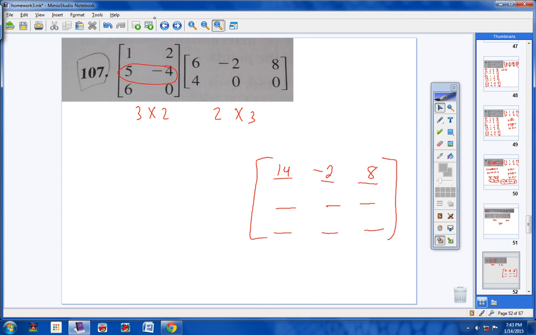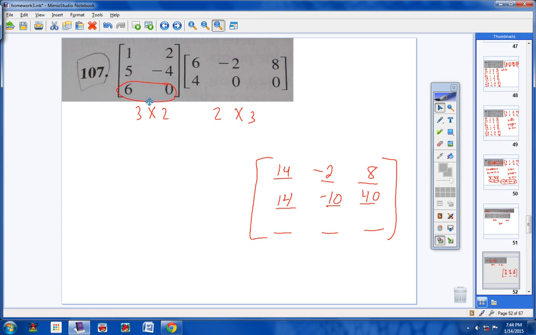I'm going to check real quick and make sure I've not made a little mistake anywhere. Nope, everything looks good. Alright, now we're going to take this row here times this column, so 5 times 6 is 30, negative 4 times 4 is negative 16, that would be positive 14. Then this row times this column here, 5 times negative 2 is negative 10, 4 times 0 is 0, so negative 10. And then take this row here times this column here, 5 times 8 would be 40, 4 times 0 is 0, 40 plus 0 would be 40, okay? So let's make sure that that is right so far. 14, negative 10, 40.